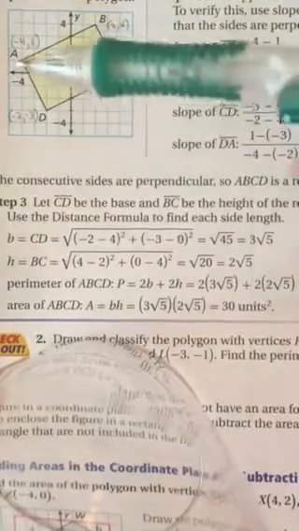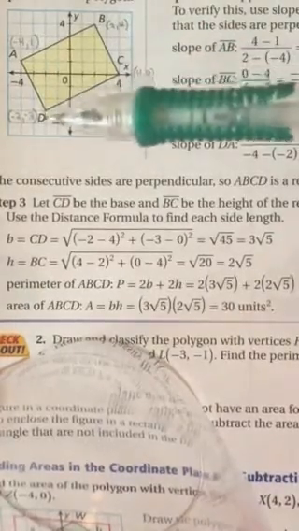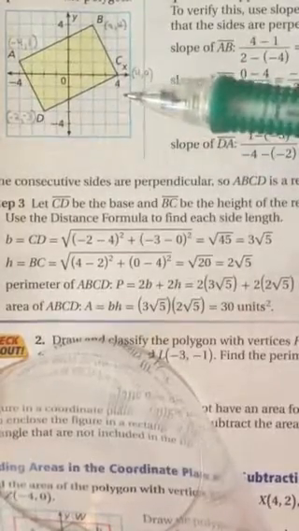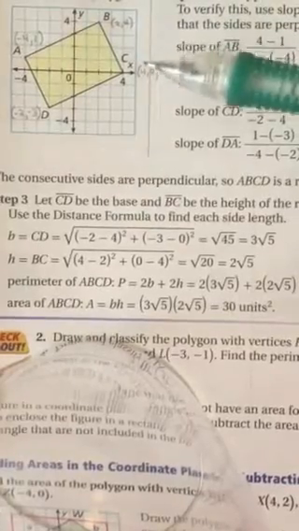We can either choose AB or CD for our base and AD or BC for our height. Conversely, we could have used AD as our base and DC as our height. Since it's a rectangle, it does not matter which is the base and which is the height. So they've chosen to do CD.